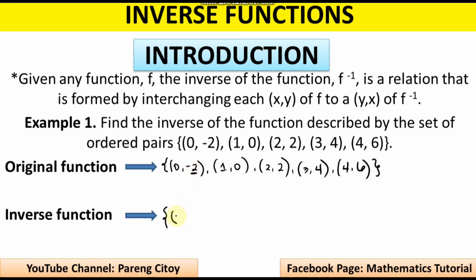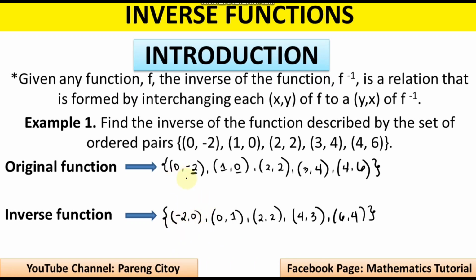So that is negative 2 and 0. This one, the 0 comes first, 0 and 1. Next, this one is the same, 2, 2. Next, 4 comes first, 4 and 3. Next, 6 comes first, then 4. So the inverse of the given function is this result.